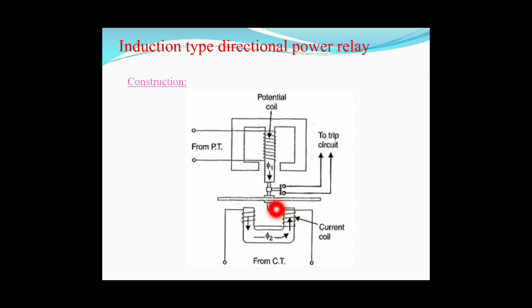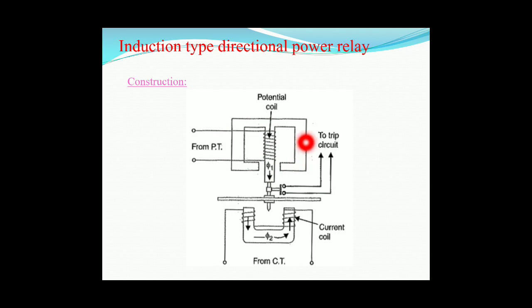The upper electromagnet carries a winding on the central limb. This is the central limb. It carries the winding which is connected to the potential transformer. This is from the PT.